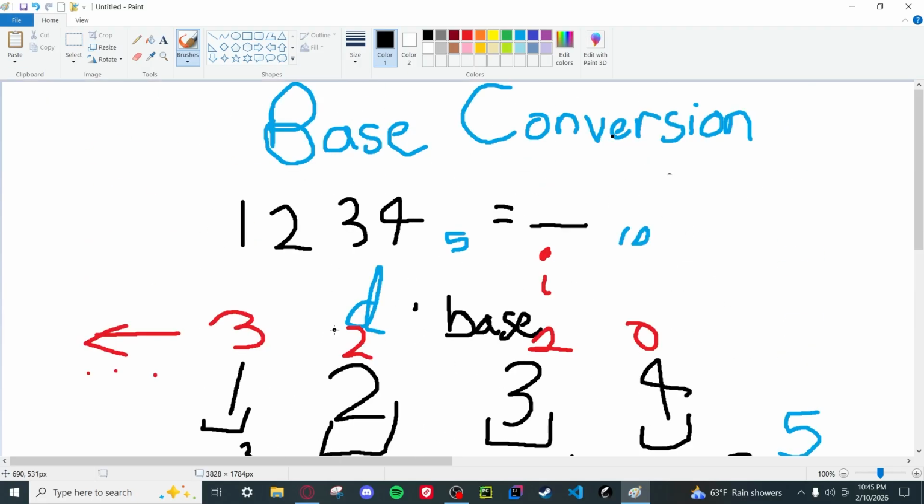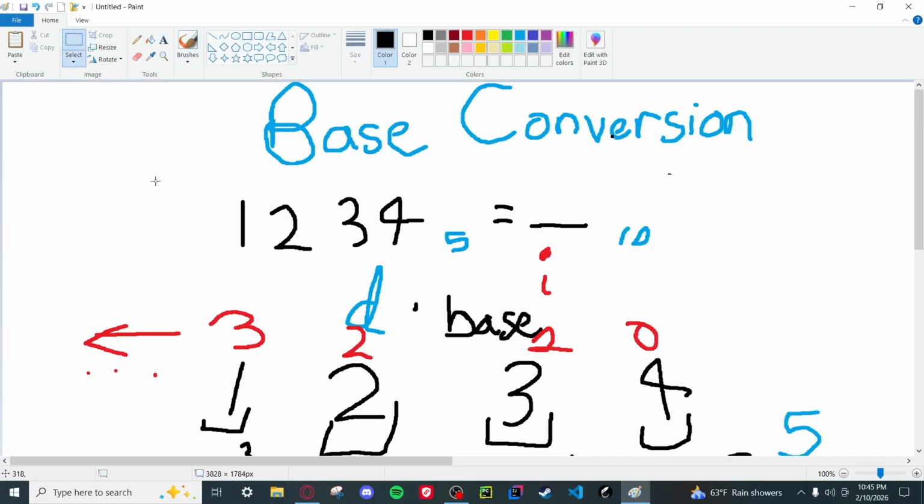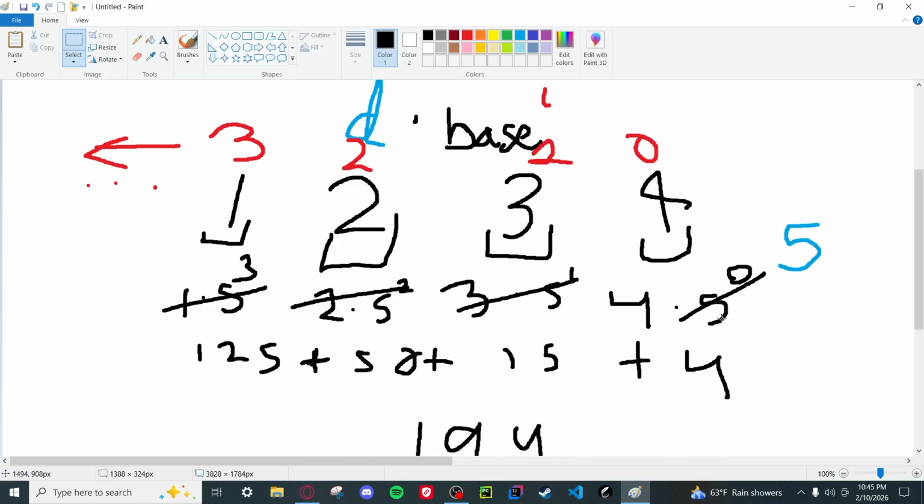Yep, 1, 2, 3, 4 in base 5. That works. The formula works. The formula is true, and it works for all numbers. Just follow this. Okay? I just wanted to go through one more example to really make sure you understand that.